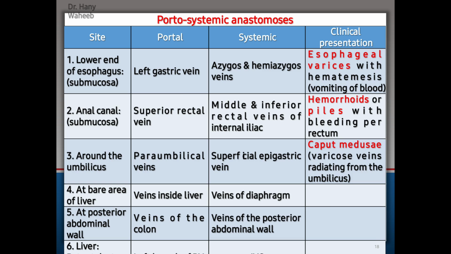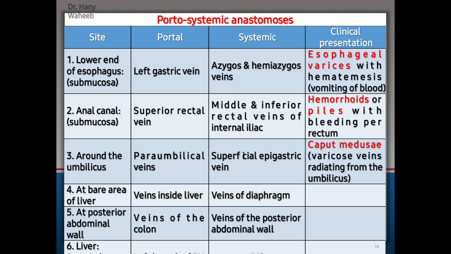The second major site is in the anal canal submucosa. Tributaries of the superior rectal vein, portal, anastomose with tributaries of the middle and inferior rectal veins of the internal iliac, systemic. What is the clinical presentation in the anal canal? Hemorrhoids or piles. Hemorrhoids or piles with bleeding per rectum. If these piles rupture, it will lead to bleeding per rectum.